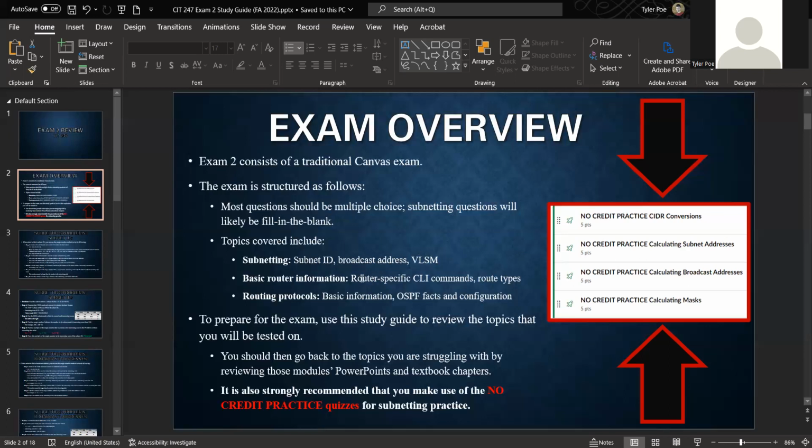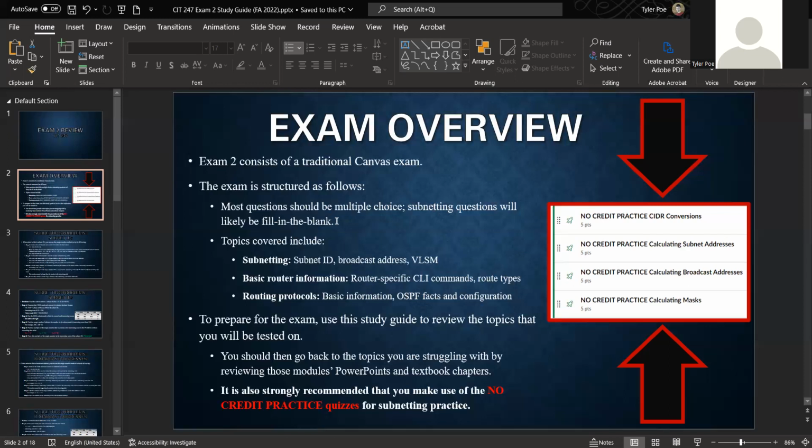There's going to be questions on router-specific CLI commands and route types. We have a table for the latter part. And then finally, some basic information about routing protocols, mostly OSPF-centric, and then facts about OSPF and how to configure it. Most questions should be multiple choice, very similar to the last exam. If I'm correct, that was multiple choice. If there are subnetting questions, there's a good chance they're going to be fill in the blank though, so you'll need to solve for those.